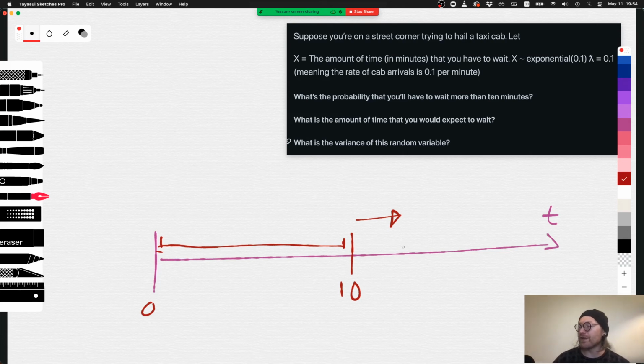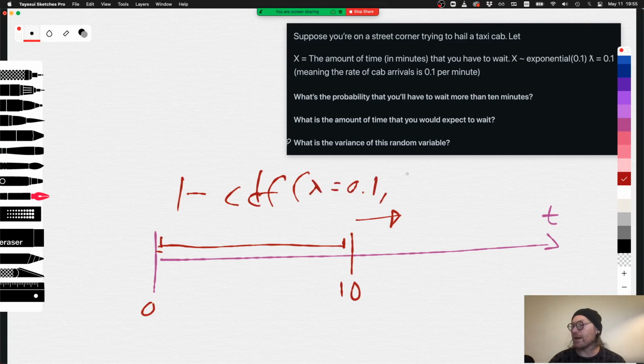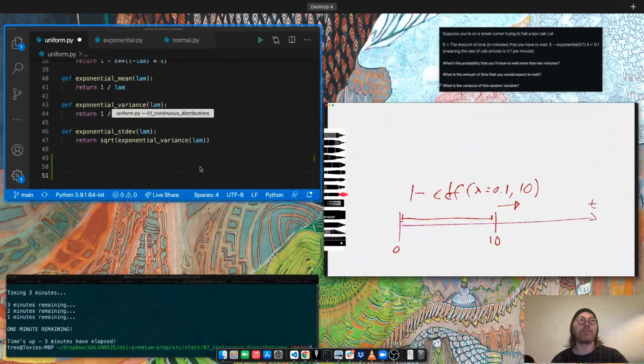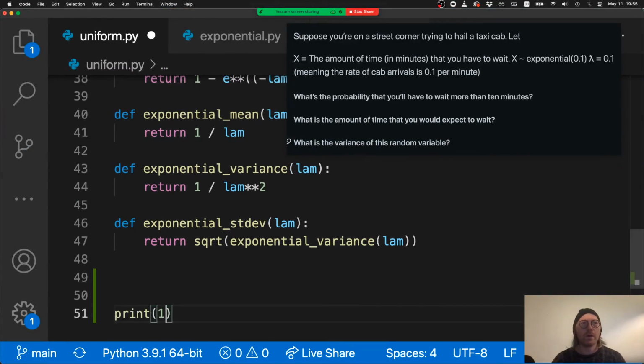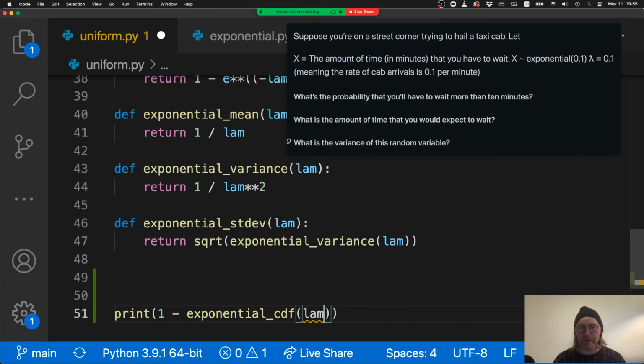However, the assumption is that we can invert this, right? We can take the complement of the result of the probability of less than 10 minutes. So we can just do 1 minus the CDF with a lambda of, sorry, with a lambda of 0.1, and a time of 10. And remember, this 10 is not discrete, this is a continuous 10. This is 10.00000, and so on. Okay. So how do we answer that? 1 minus the exponential CDF. Lambda is going to be 0.1, and x is going to be 10.